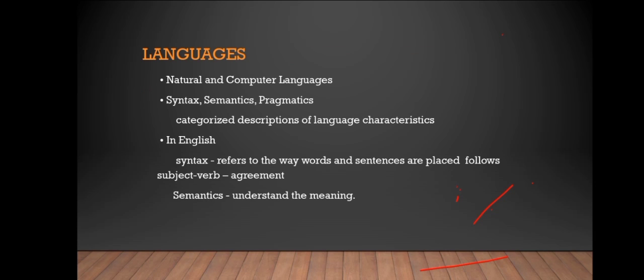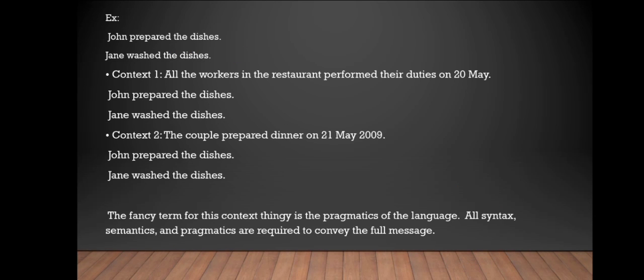Next, languages: natural and computer languages. Syntax, semantics, and pragmatics are categorized descriptions of language characteristics. In English, syntax refers to the way words and sentences are placed, and follows subject-verb agreement. Semantics is understanding the meaning. For example, John prepared the dishes, Jane washed the dishes.